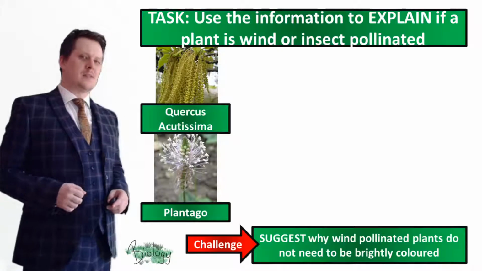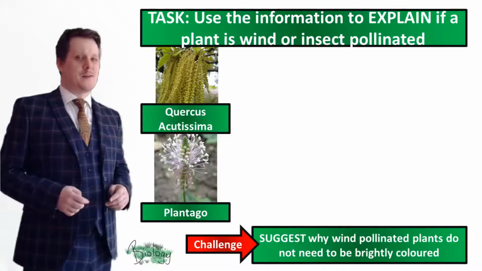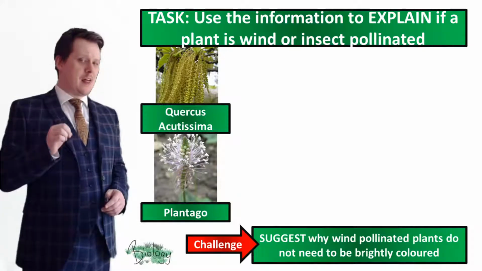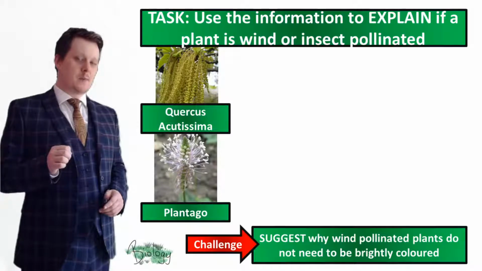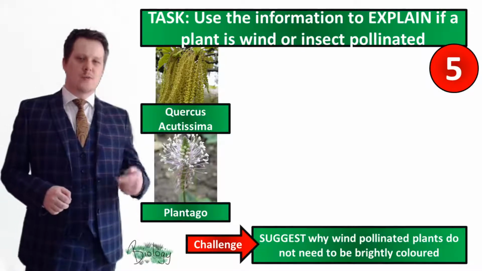The next 2 plants I would like you to identify as wind or insect pollinated are this Quercus and this Plantago, and remember to explain your answer, say whether it's wind or insect pollinated, and then give the reasons why. I'm going to put 5 seconds on the clock, and if you need more time, pause the video, and when you're finished, we'll go through the answers together.